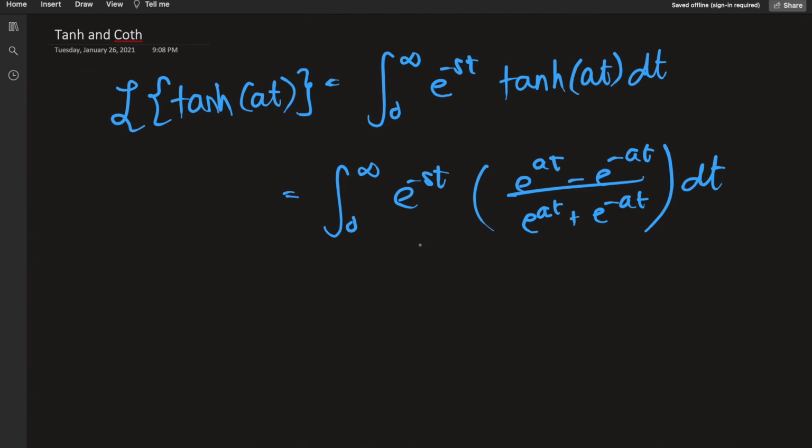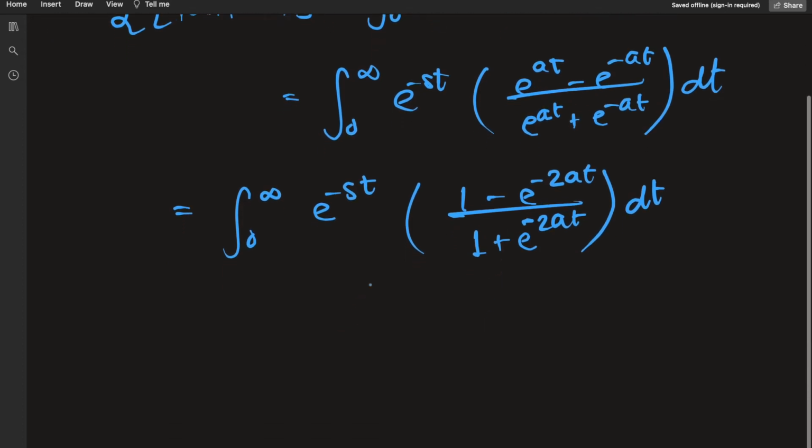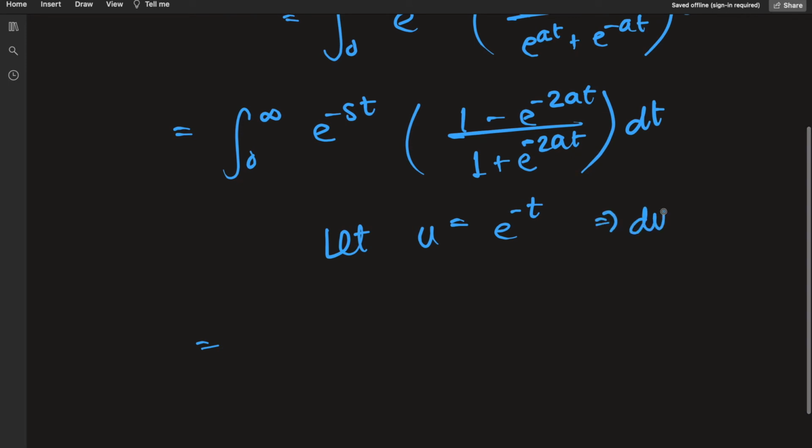Okay, so now what I've done is again expanded using the definition. We can just divide to get negative powers everywhere. There's no carry forward factor because it's a fraction this time. So 1 minus e raised to negative 2at divided by 1 plus e raised to negative 2at, the negative sign, dt. Now we can use u is equal to e raised to negative t again, which means negative du over u is dt.